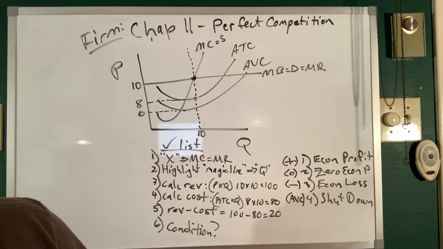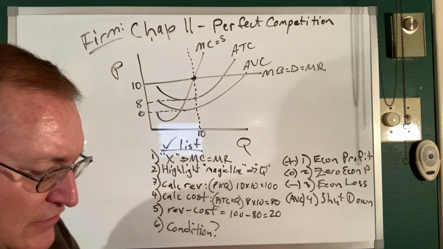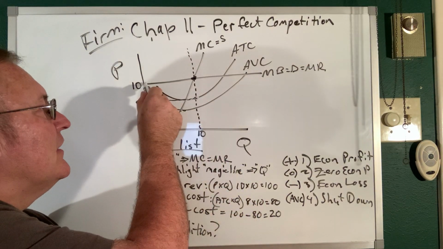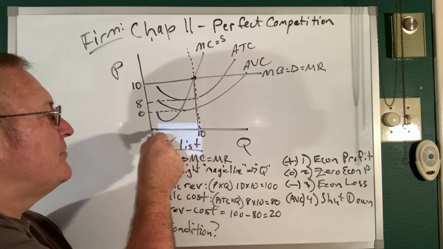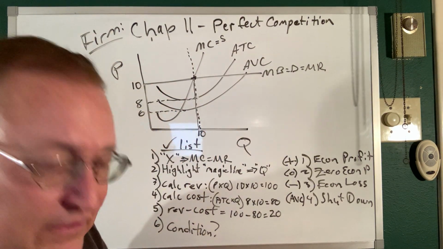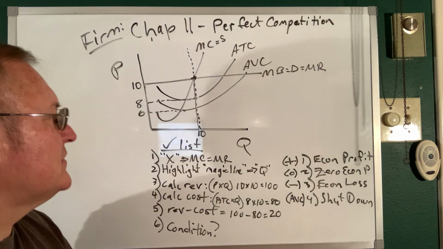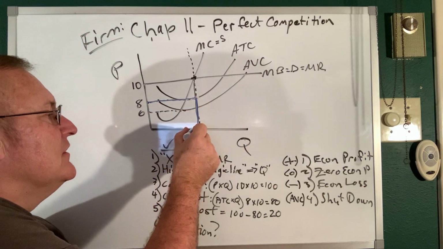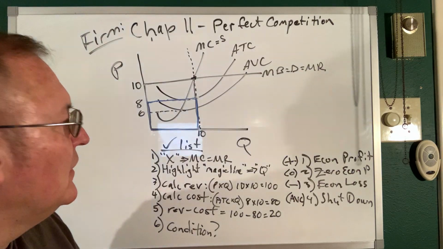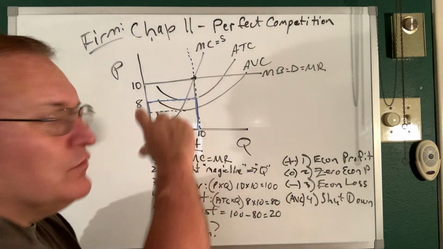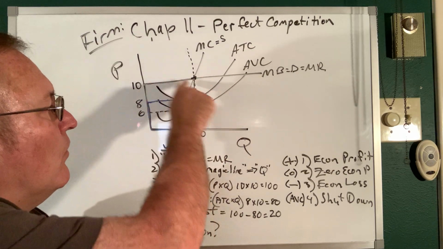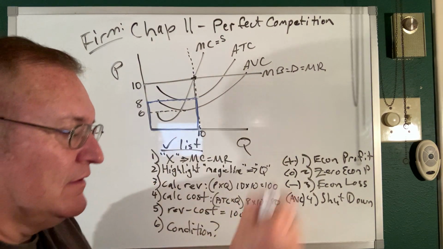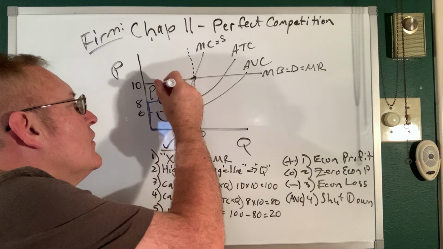Now, let's look at what we have here, right? So just to reiterate, our revenue, 10 times 10, is this big rectangle right there, right? Our cost, coming off the average total cost curve there, is this rectangle. So visually, do you see that? When you take this out, I'll tell you what it is. This rectangle right here represents the profit.